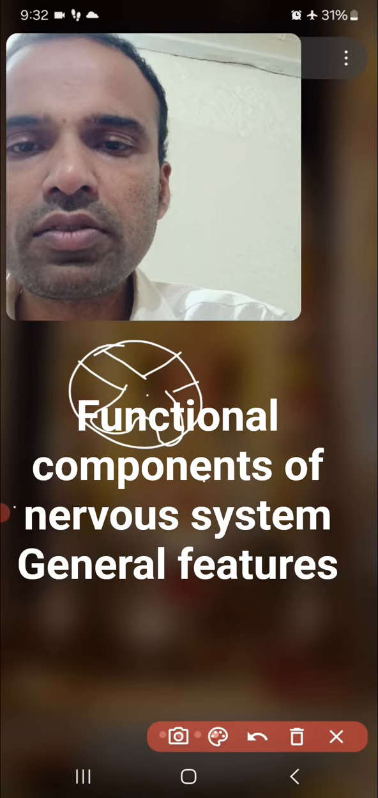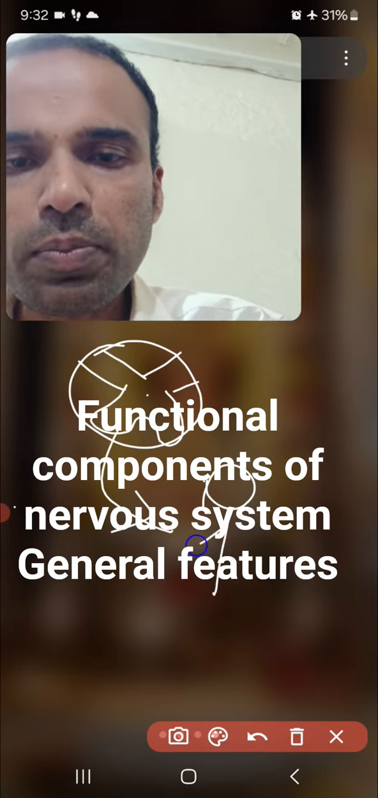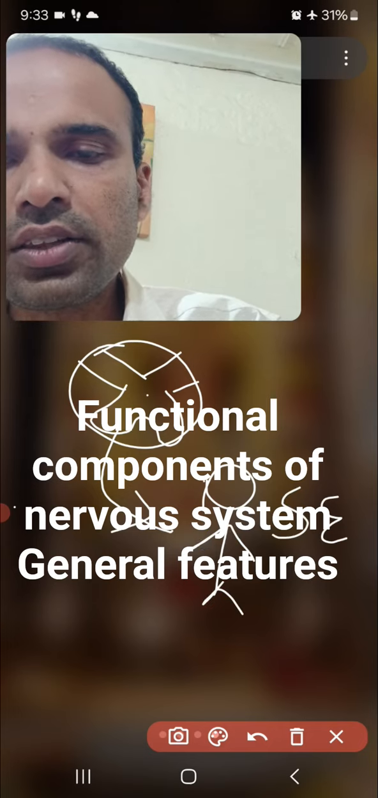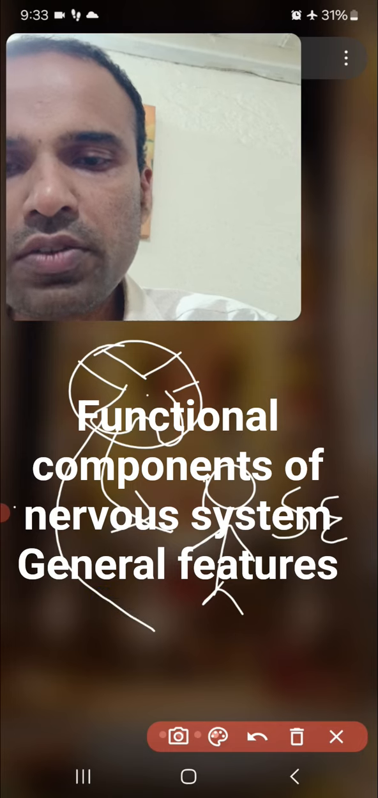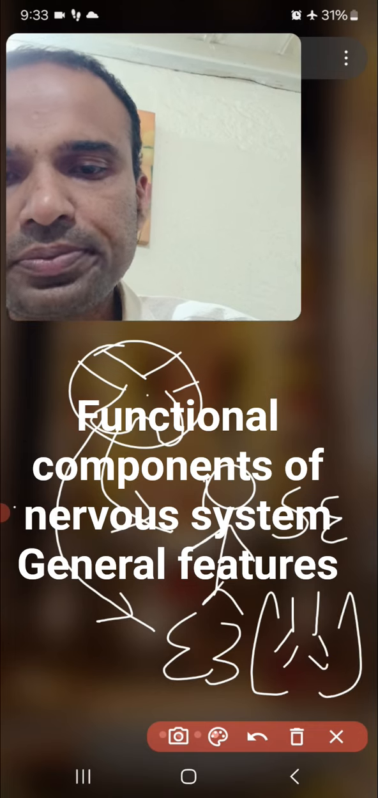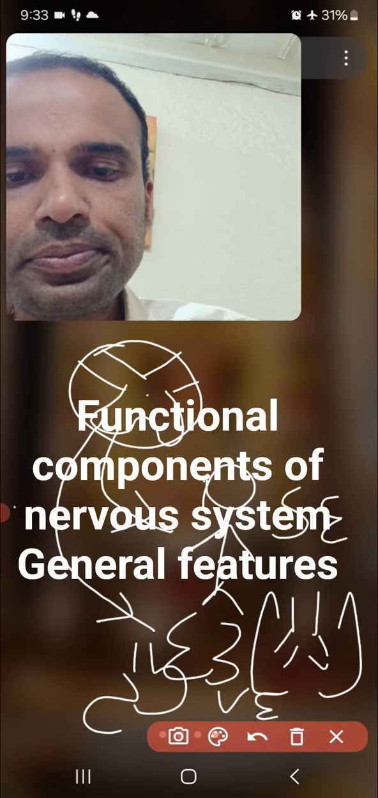So basically we have somatic efferent. So what is this? The one which supplies the body wall is called as somatic efferent. The other efferent from the motor column will be visceral efferent, the one which supplies the viscera like the heart, the respiratory system or the gastrointestinal system. Okay, all this can be called as visceral efferent.